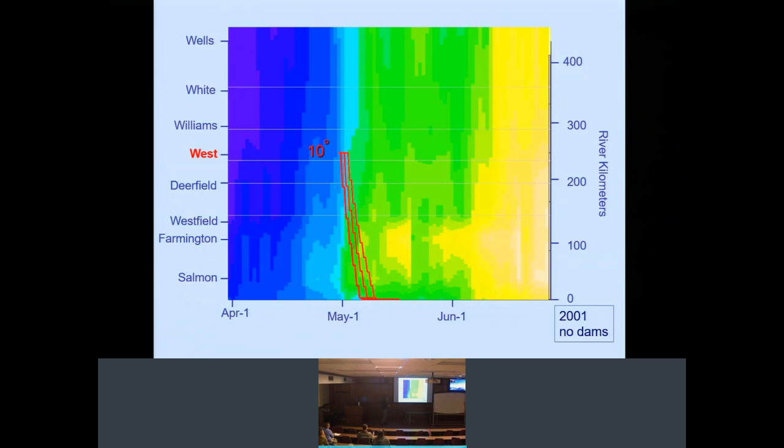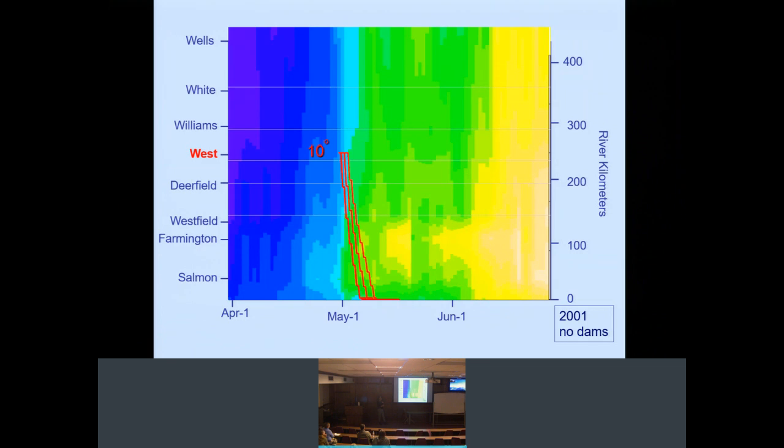So this is April through June, downstream to upstream. These very light gray lines, those are dams. We're looking at fish. Oh, and the colors are temperature. I don't know why I don't have a scale of temperature on here, but it goes from cooler to warmer.